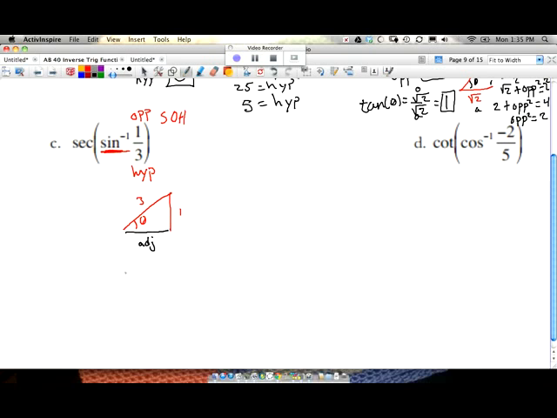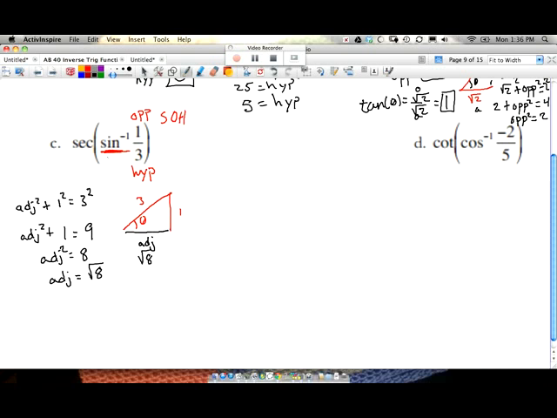And I know that the adjacent squared plus the opposite squared, which is 1, equals the hypotenuse squared, which is 3 squared. Well, I should say that's 9. So 9 equals 1 plus the adjacent squared, and then we got 8 equals the adjacent squared, and then adjacent equals square root of 8. No big deal, right? So this side equals square root of 8.